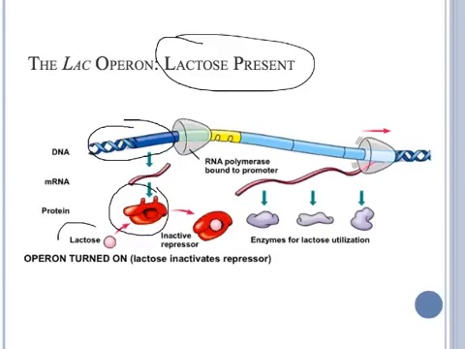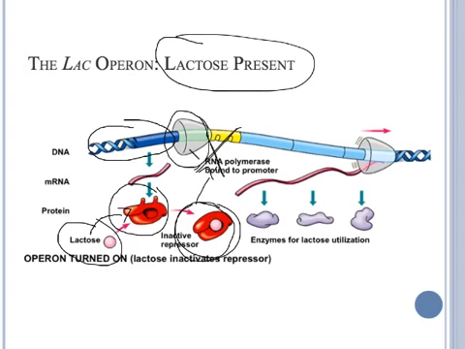Remember, lactose is present. So look at, lactose is hanging around here, and lactose can actually bind to the repressor protein. When it binds, it changes the repressor protein's shape. So now the repressor protein can no longer bind to the operator. I'm putting a big X here. This protein's shape was changed. It cannot bind to the operator. And because it can't bind to the operator, now RNA polymerase can bind to the promoter. It's not in the way anymore.